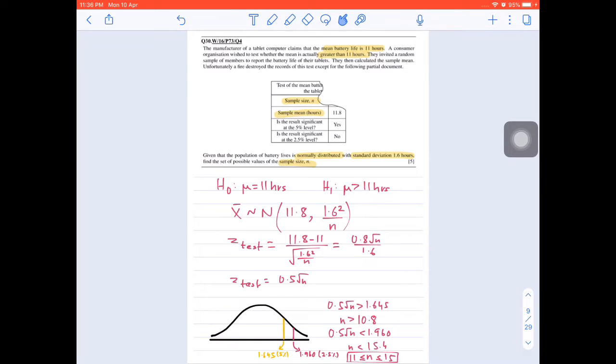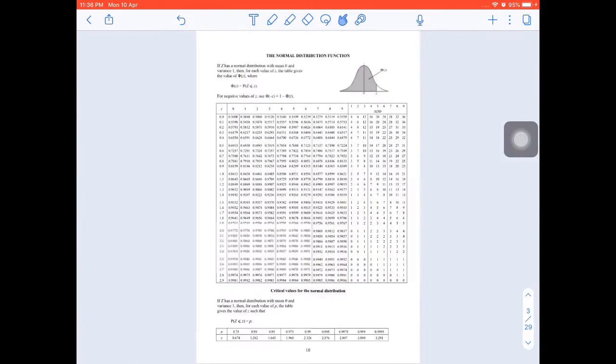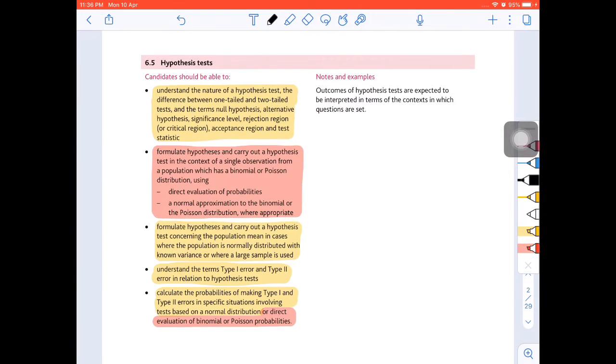I hope the testing for the normal case was understood. I'll go back to the syllabus. From the syllabus, we've done the first point, covered these points, and we've done the third point. Now we'll move on to the fourth point and part of the fifth point.